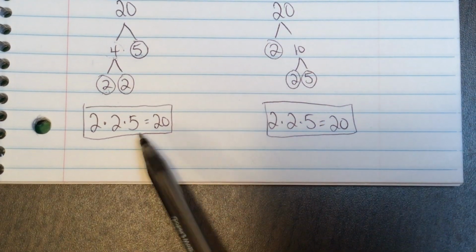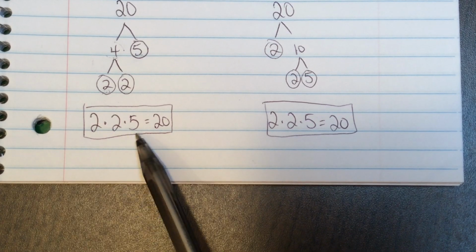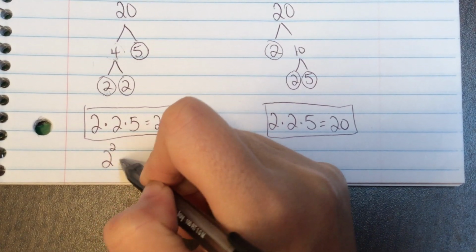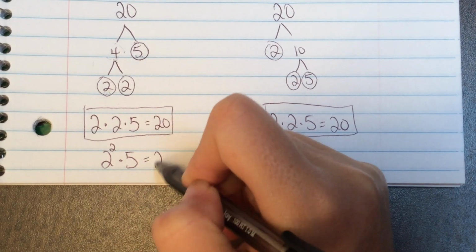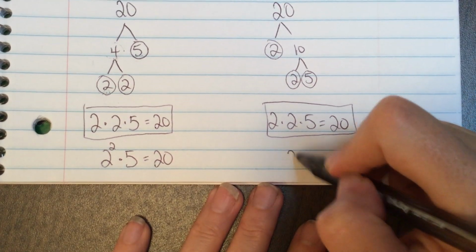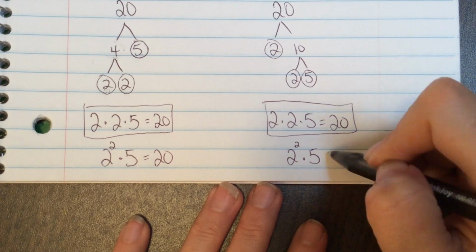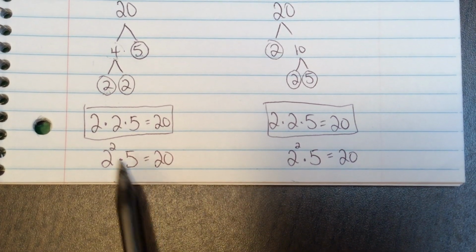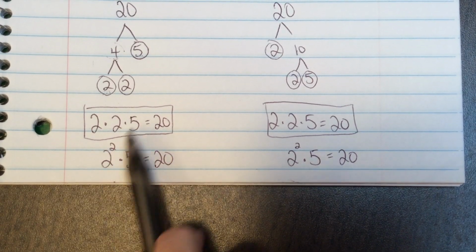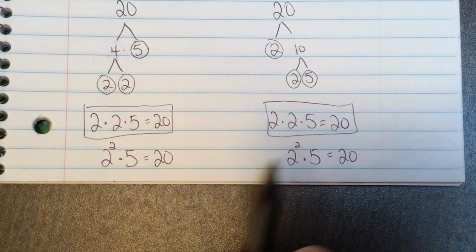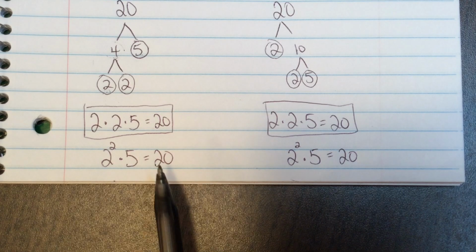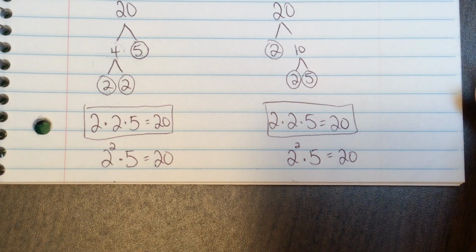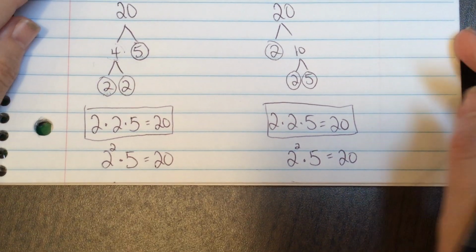We also could write this using exponents. I will go ahead and write it, but if you're not to this point yet, depending on what class you're in, don't worry about it. But if you understand this, great. So 2 times 2 is 2 squared, times 5 equals 20. So you can rewrite both of these to be 2 squared times 5. All right, so let's keep moving.